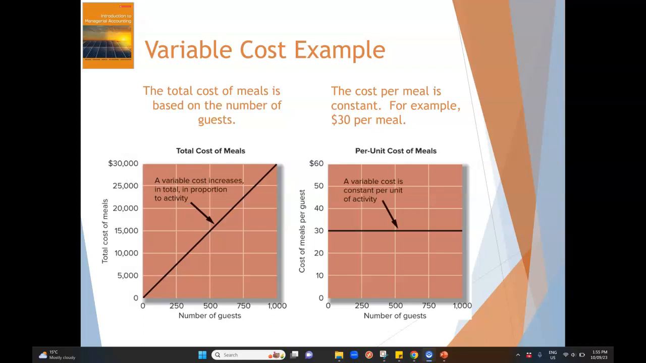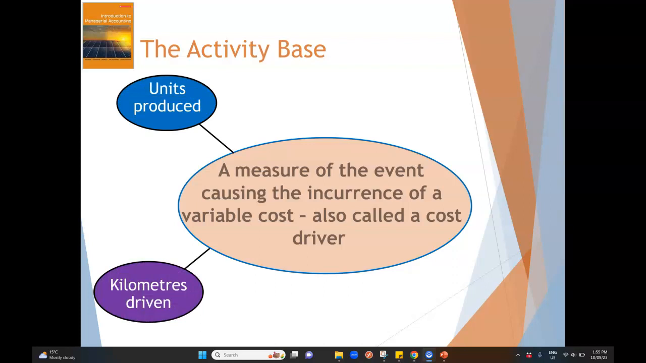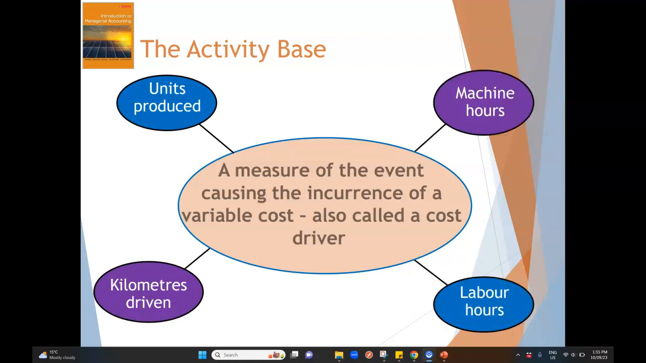Variable cost example. The total cost of meals is based on the number of guests. The cost per meal is constant. For example, $30 per meal. The activity base: a measure of the event causing the incurrence of a variable cost, also called a cost driver. Examples: units produced, kilometers driven, labor hours, machine hours.